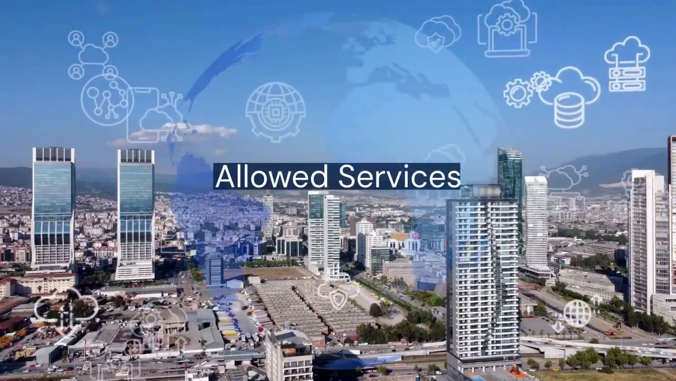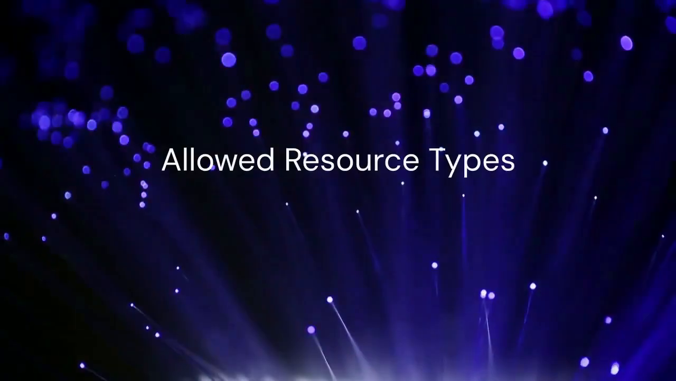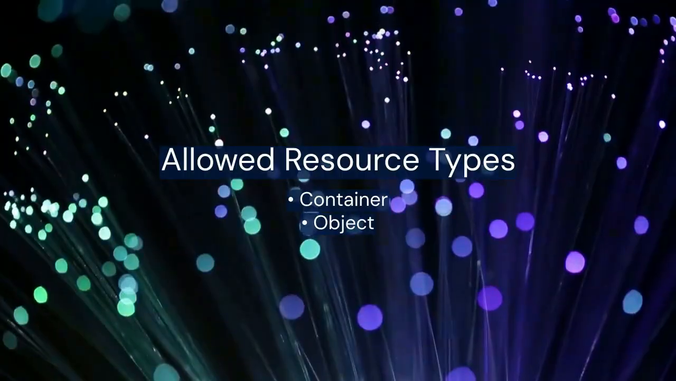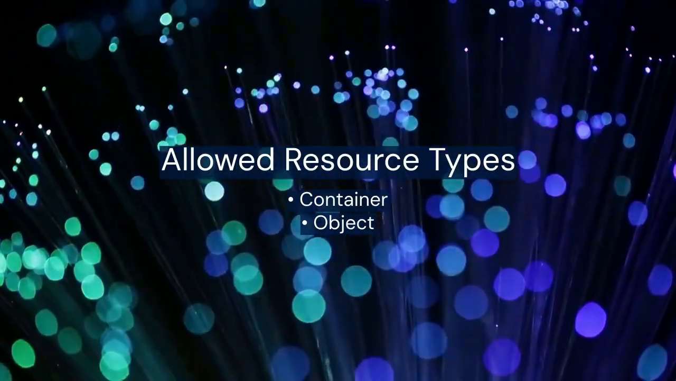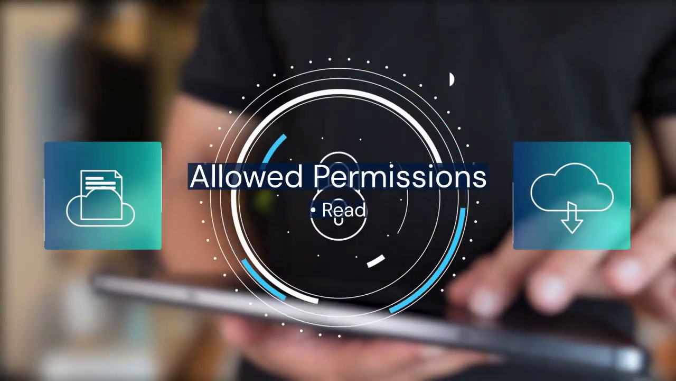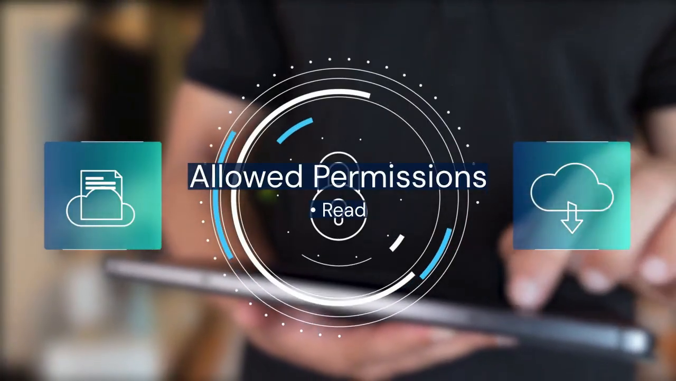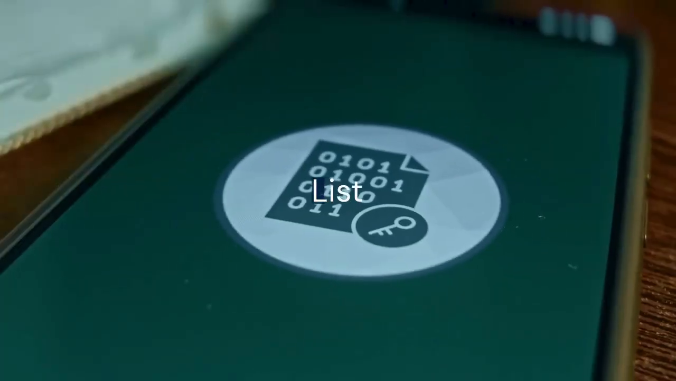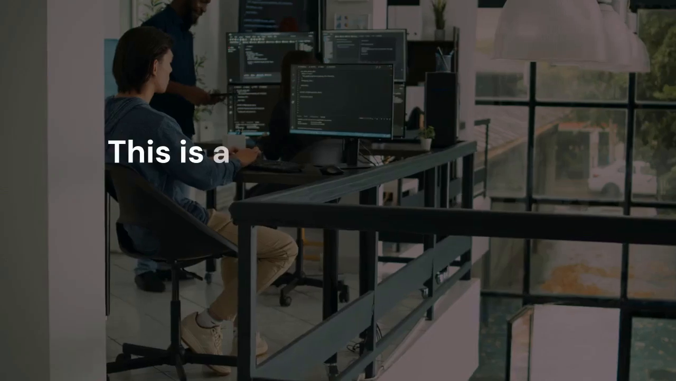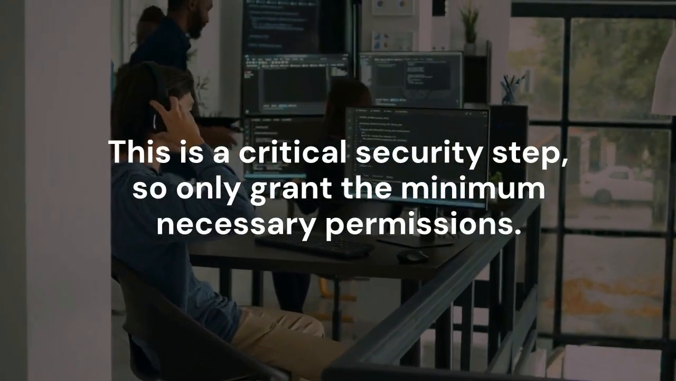Here, you'll define the allowed services, which in our case will be blob. Then, choose the allowed resource types. You can select container and object to allow access to the container itself and the blobs within it. Next, set the allowed permissions. For example, if you only want to allow people to view files, you'd select Read. If they need to list the files in the container, select List as well. This is a critical security step, so only grant the minimum necessary permissions.